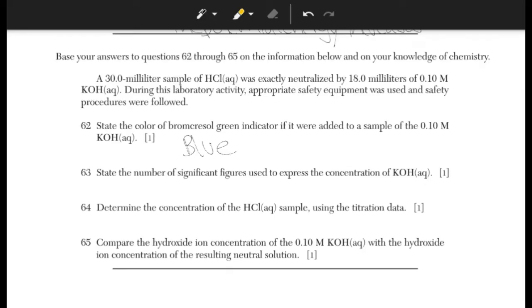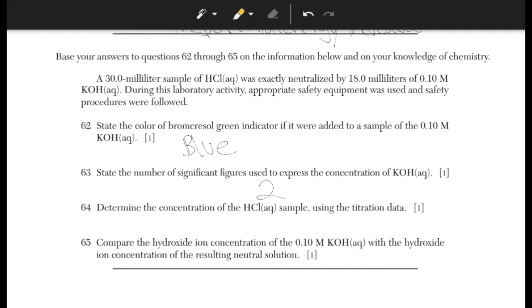State the number of significant figures used to express the concentration of KOH. The problem says that the concentration of KOH was 0.10 M. This is two significant figures because there is a decimal point, which means that the zero after the decimal point is also considered a significant figure.